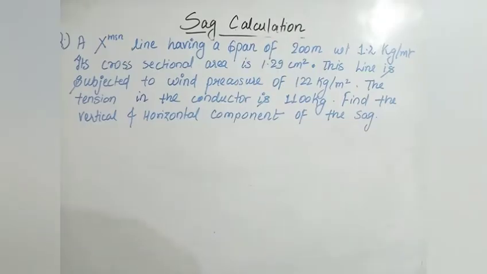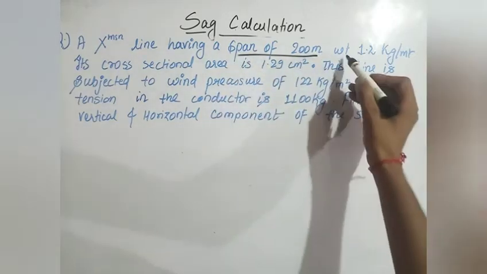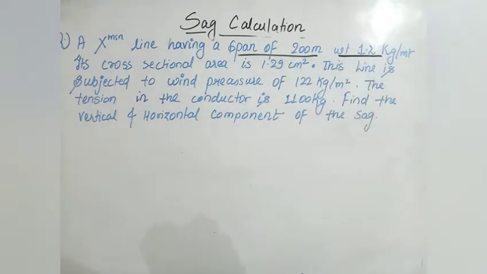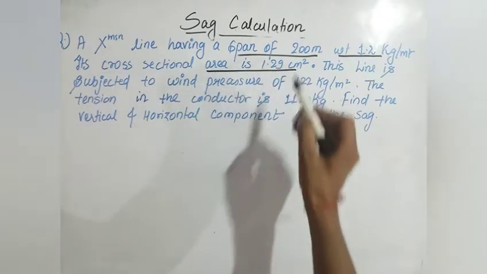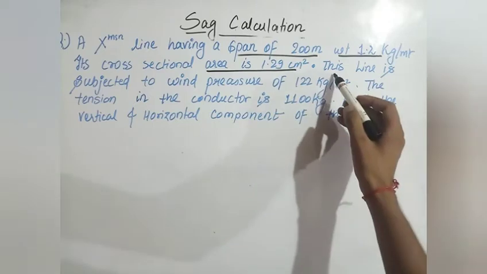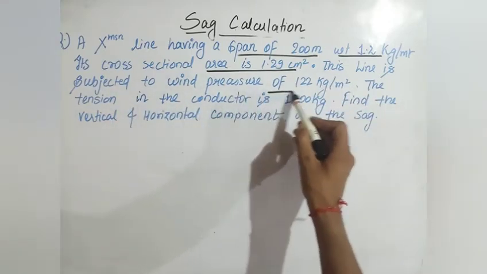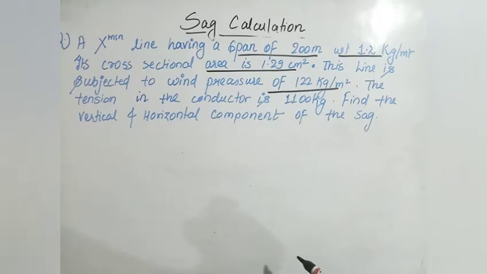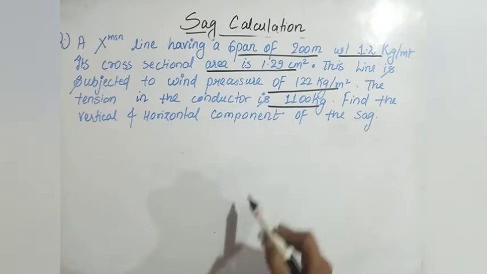Now in the next question, a transmission line span is 200 meter and weight is 1.2 kg per meter. Cross sectional area is given 1.29 centimeter square. This line is subjected to wind pressure of 122 kg per meter square. The tension in the conductor is 1100 kg.